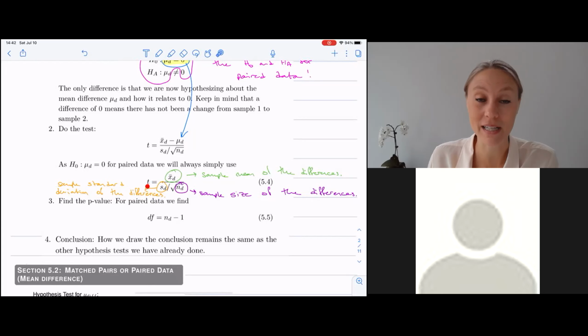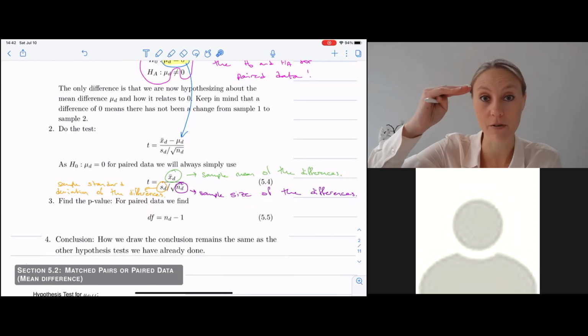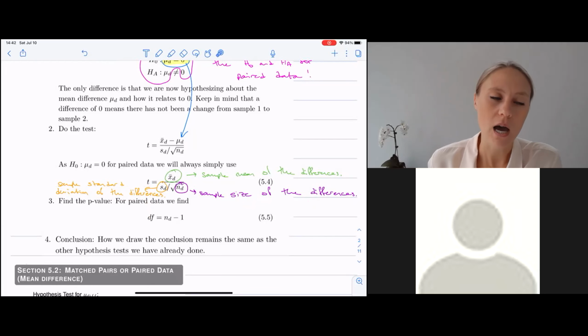So because I'm calculating a t, I need to know my degrees of freedom. Remember, your sample size is now going to be the number of differences. And so the degrees of freedom is just the sample size of the differences minus 1. So the number of differences minus 1. Okay?